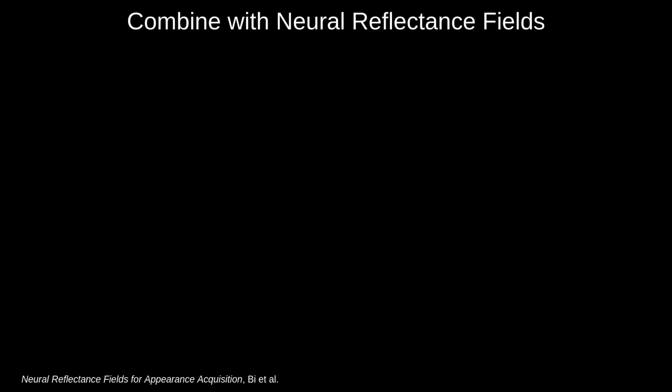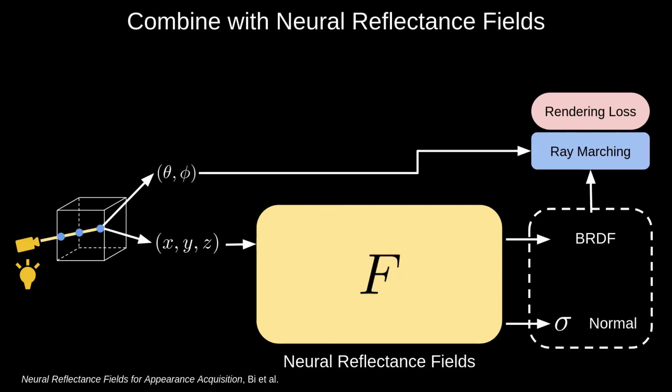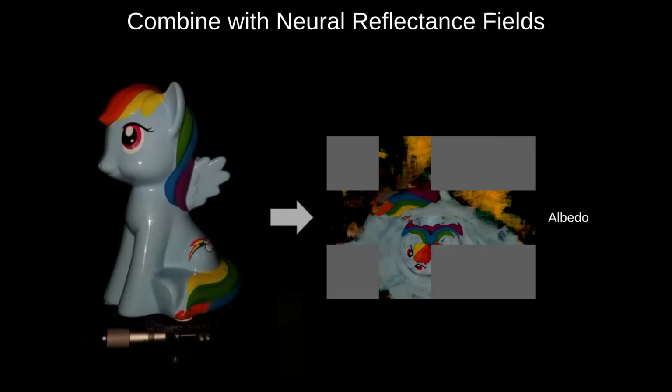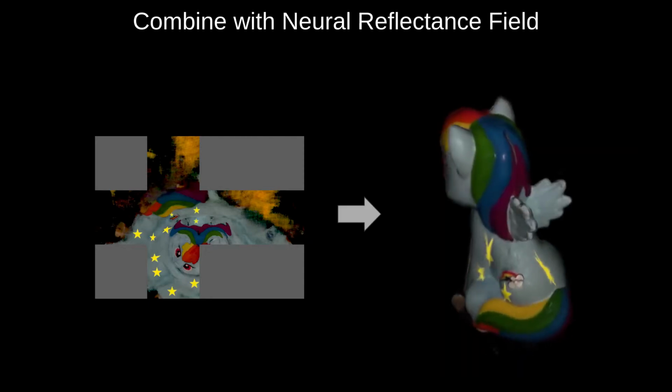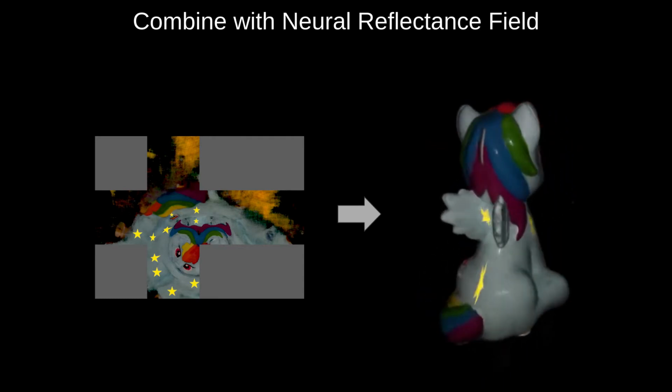NeuTex can also be combined with other volumetric neural rendering methods, for example, neural reflectance fields, which is a reflectance capturing technique. When the only light source is a point light collocated with the camera, neural reflectance field modifies NeRF to output volumetric density, normal, and material BRDF in 3D. Combining NeuTex with neural reflectance fields, we can extract UV space BRDF properties such as material albedo. These extracted textures are no longer view-dependent and can be edited easily. For example, color editing is as simple as drawing on the albedo texture directly.